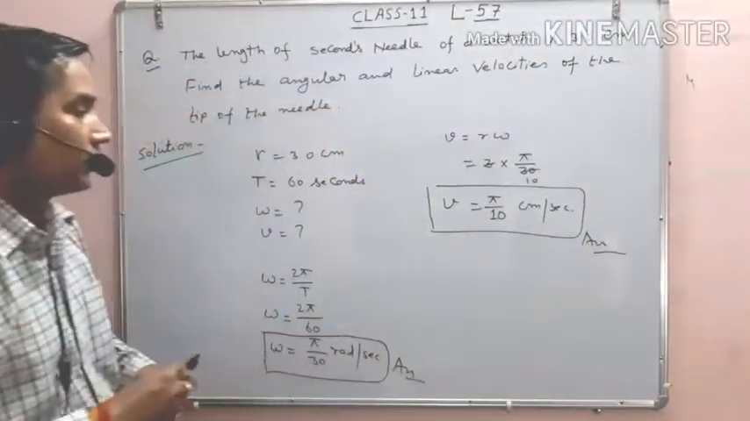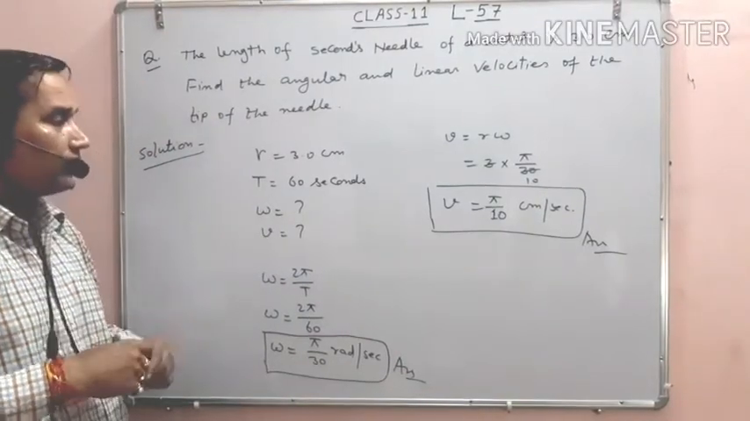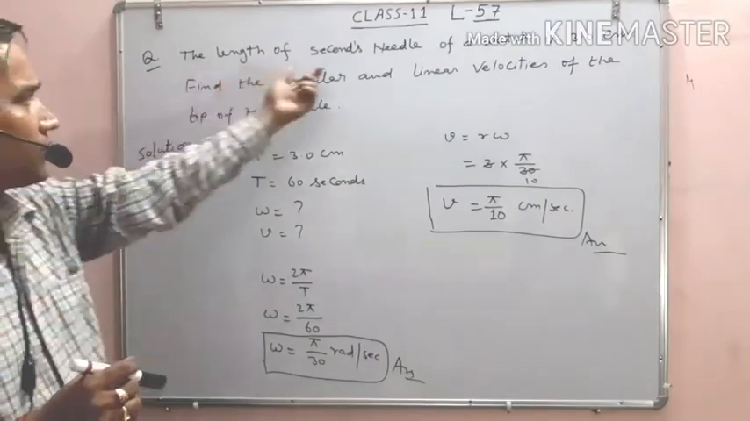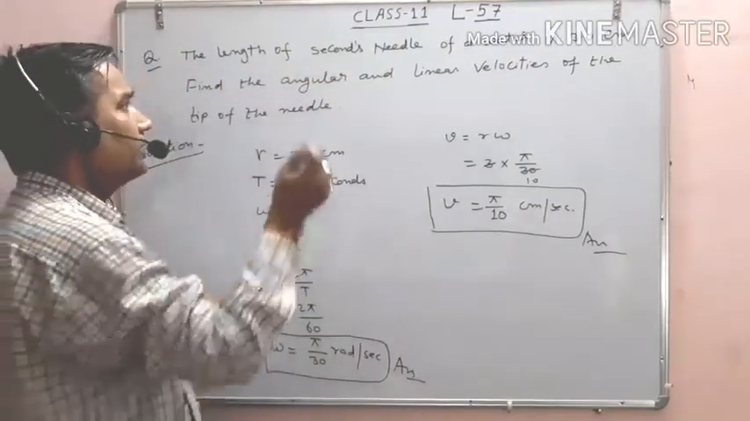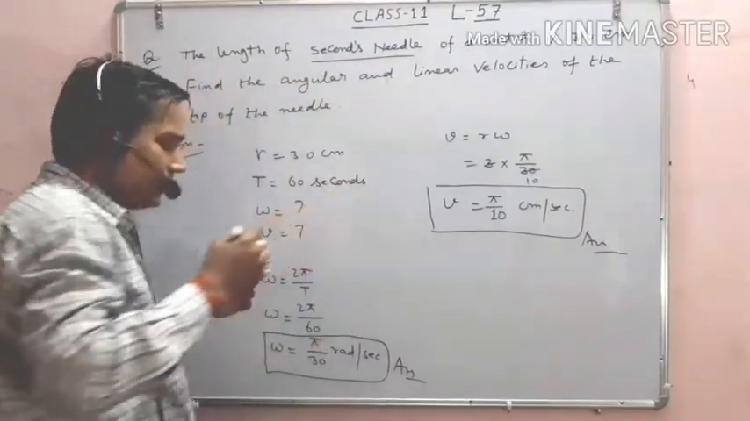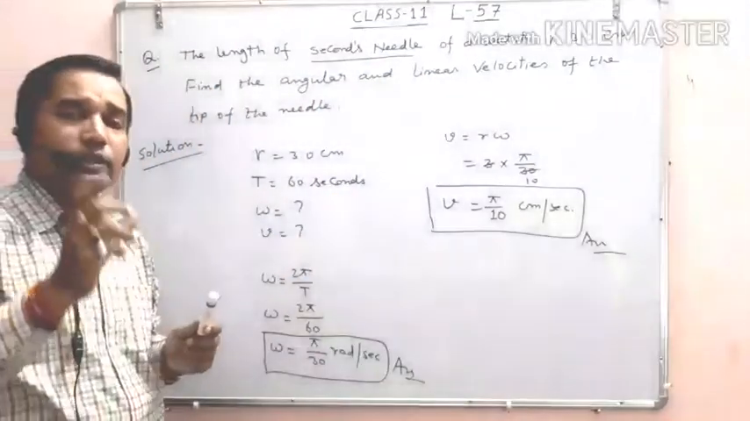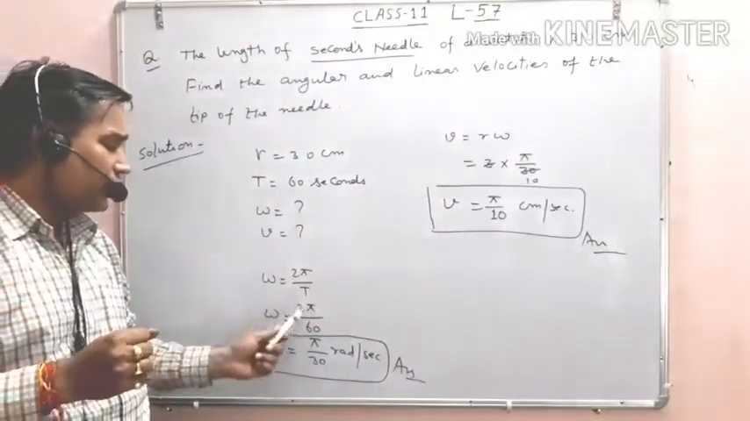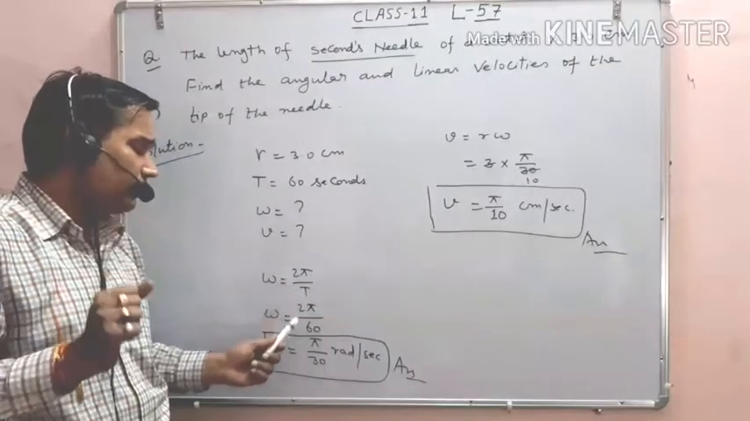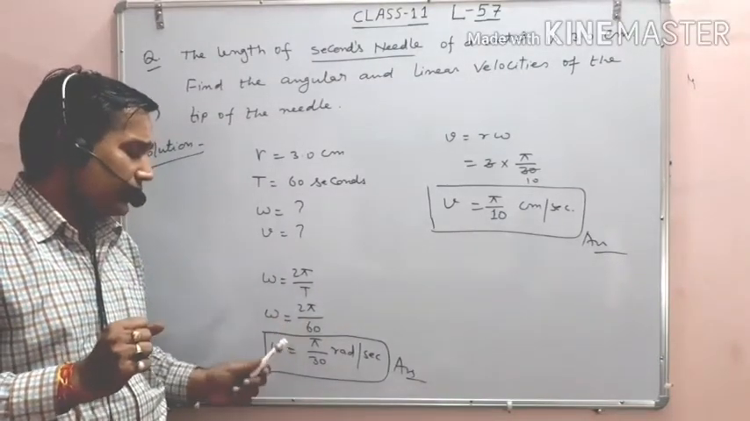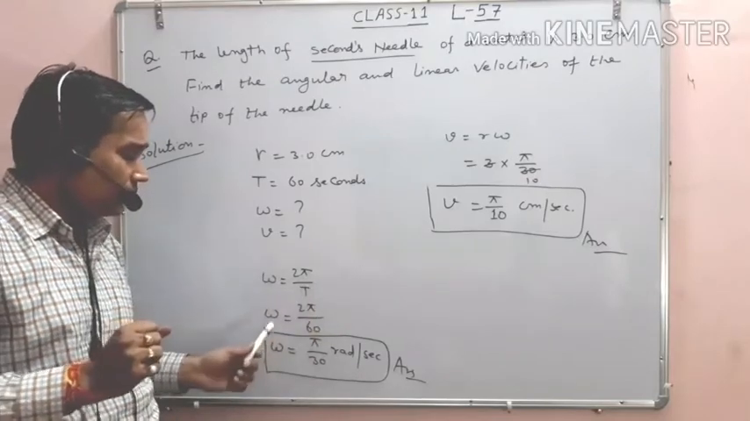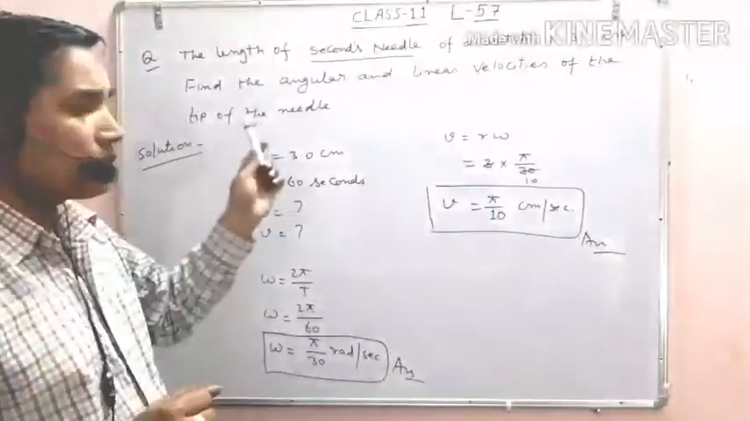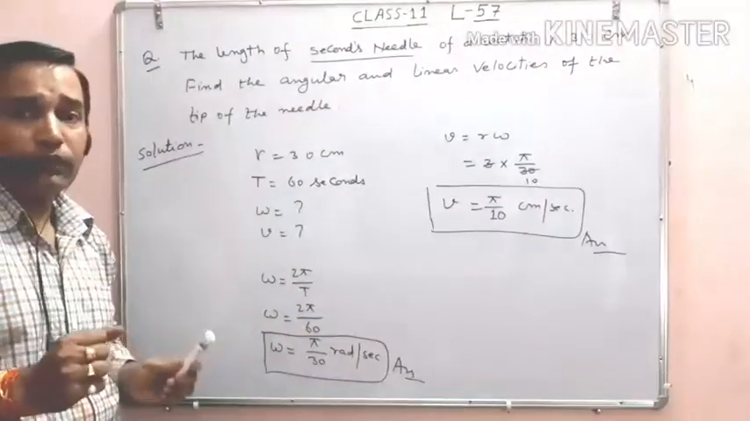So I hope there is no problem. By using that method you can solve this question. In this question one important thing arises here: the length of the second needle. When a second needle completes one rotation, that means it travels one revolution, that means 60 seconds. So the time period becomes 60 seconds. So the important thing here is that in place of T we use 60 seconds. This is very important. So read carefully, then solve the question. This question is very easy if you read carefully. Okay, thanks.